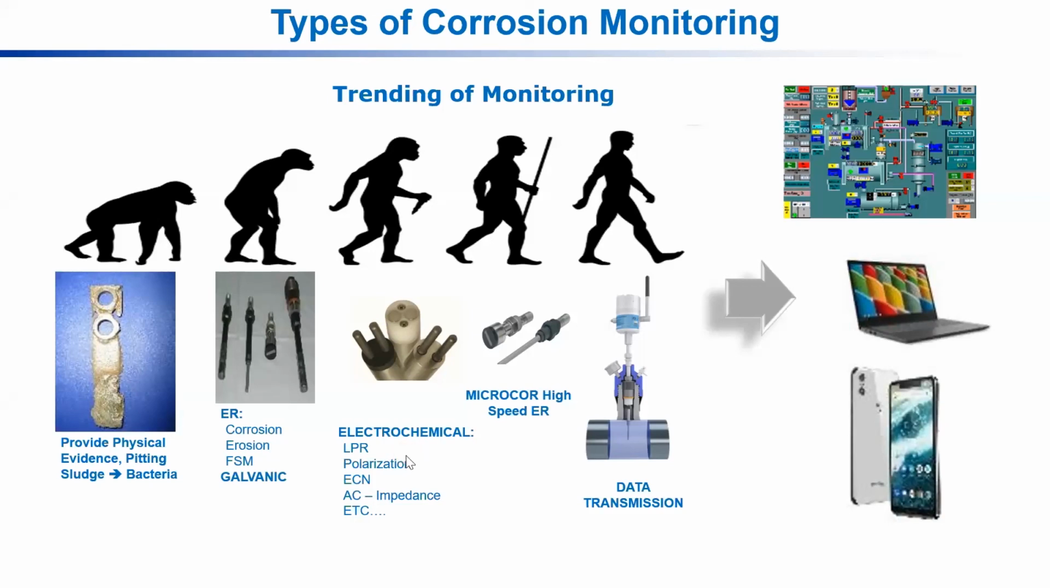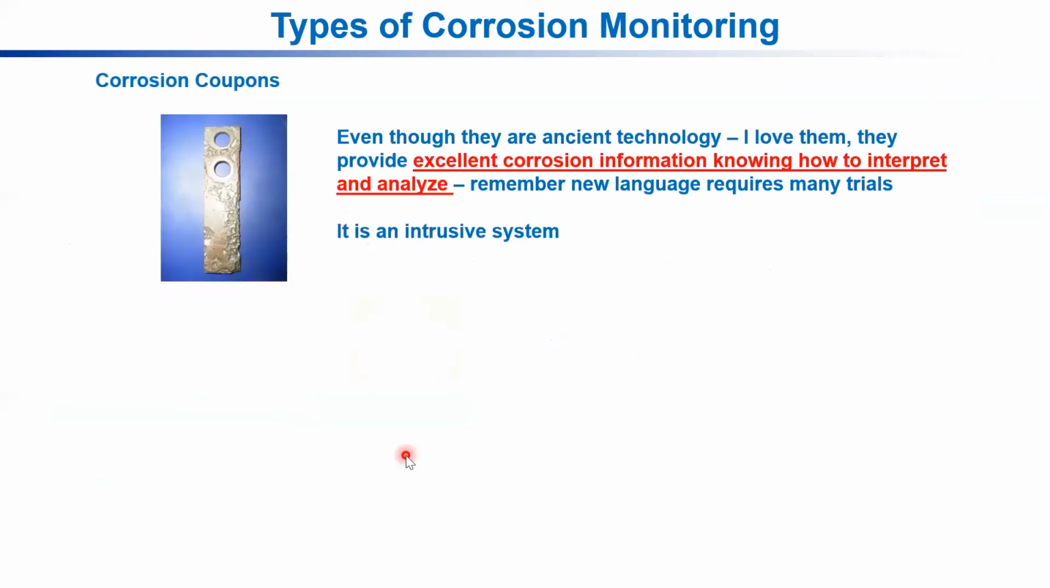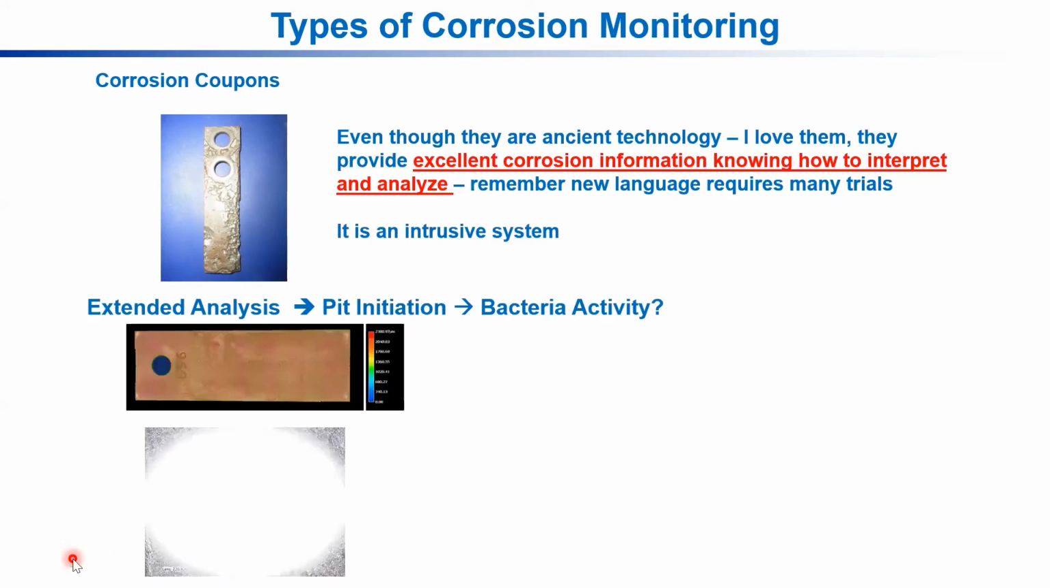All right. So corrosion coupons, as I said, I love them. They are excellent if you know how to interpret and analyze the data they give you. They give you beautiful data. Remember, it is a new language, requiring many trials. It is an intrusive system. We can do extended analysis. Extended analysis means microscopic analysis or analysis using specific equipment, like Kion said, that gives you the profile and the beautiful 3D stuff.